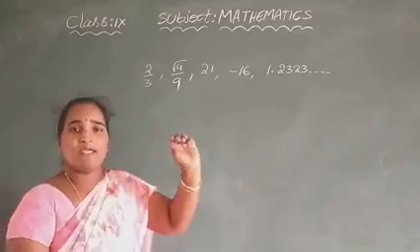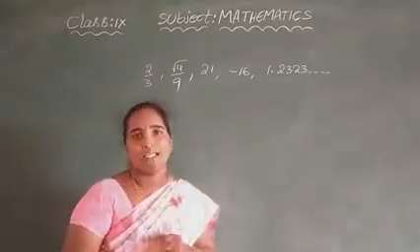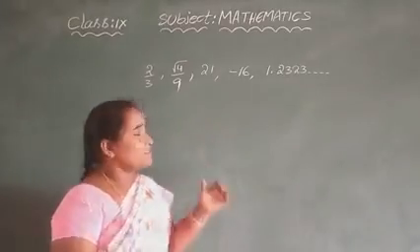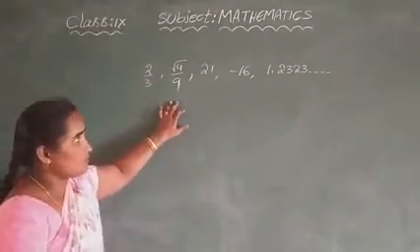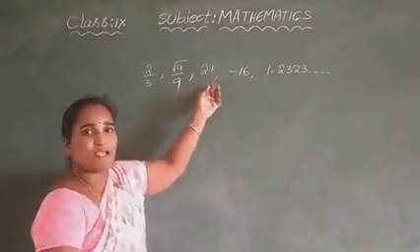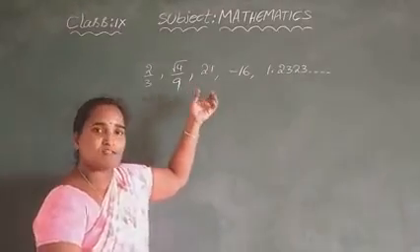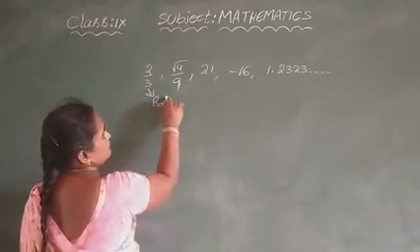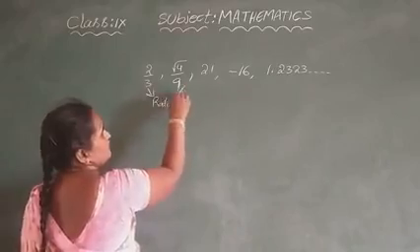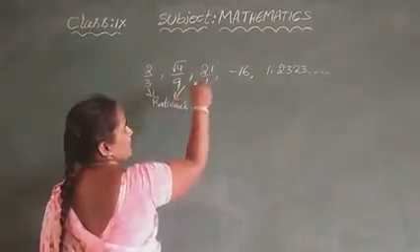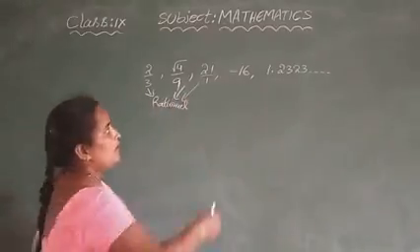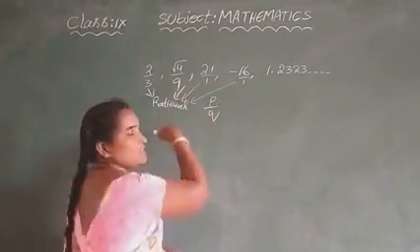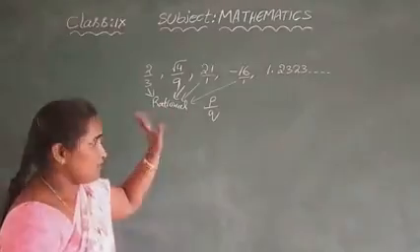Which numbers can be expressed in the form of P by Q? Those are rational numbers. See here, this is P by Q form, this one also P by Q form. You take 21 by 1, that number is also a rational number. Minus 16 you take by 1, this one also P by Q form. That's why these numbers are rational numbers.